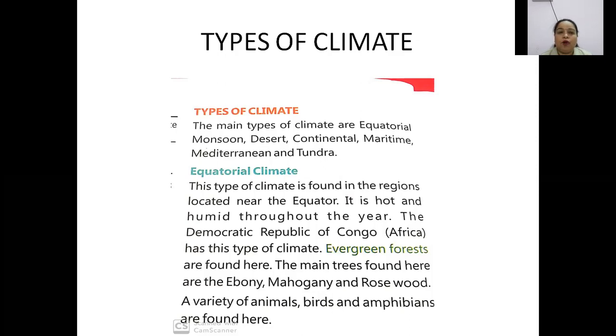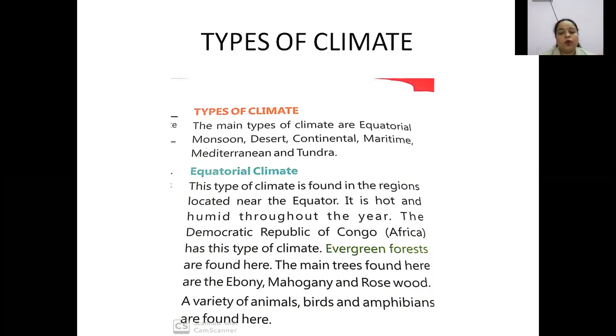Now the types of climate. First we'll talk about equatorial climate. This type of climate is found in the regions located near the equator, as the name suggests. Can you understand from the name? Yes, you can understand that those places which are situated near or on the equator have which type of climate? Equatorial type of climate.